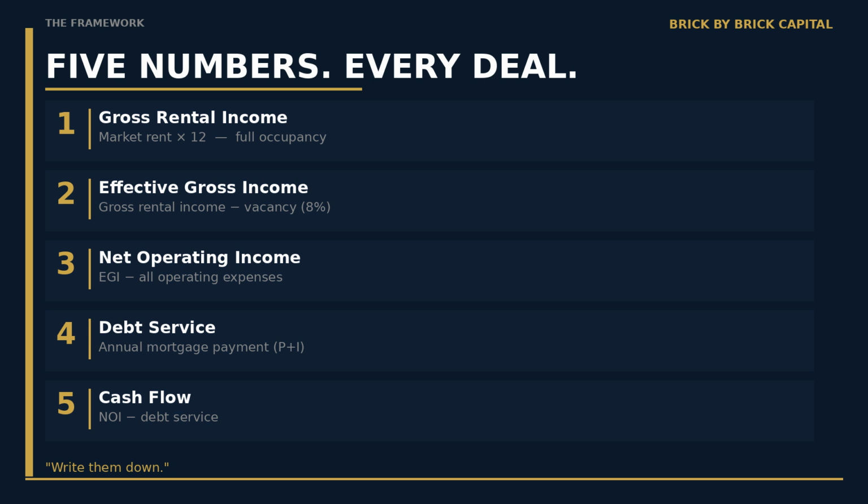This is your effective gross income minus all operating expenses. Taxes, insurance, maintenance, property management, capital expenditure reserves, utilities, if any, are owner paid. NOI is the single most important number in real estate investing. Everything flows from it. Number 4, debt service.